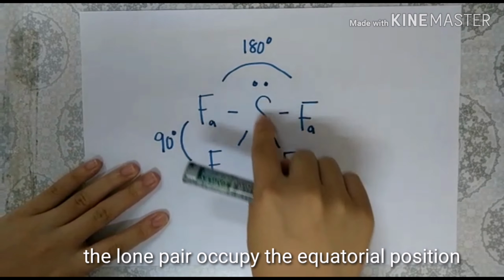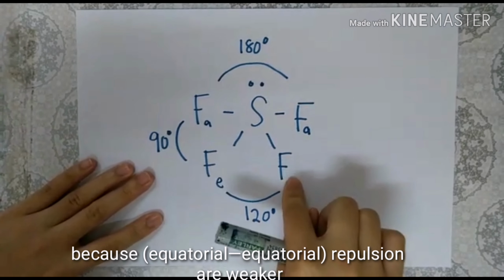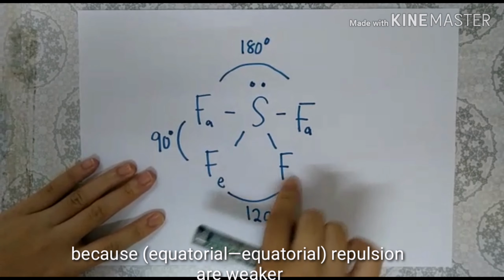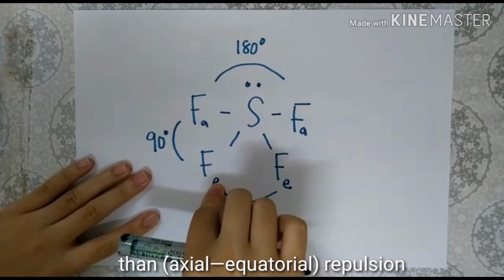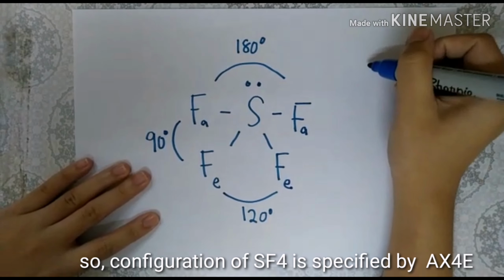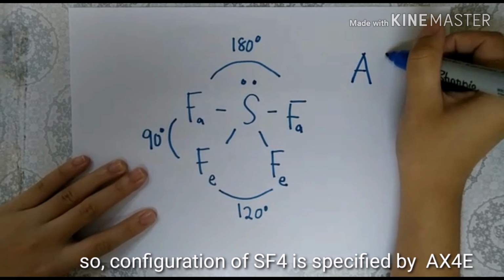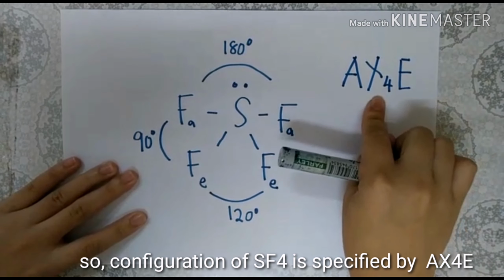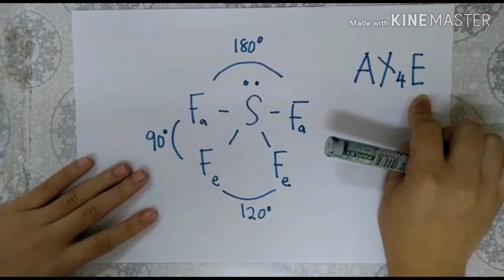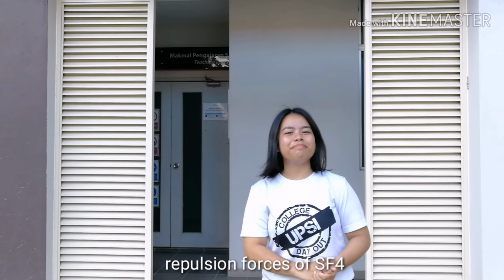The lone pair occupies the equatorial position because equatorial repulsions are weaker than axial-equatorial repulsions. So, the configuration of SF4 is specified by AX4E. Okay, now I'm going to explain the repulsion process of SF4.